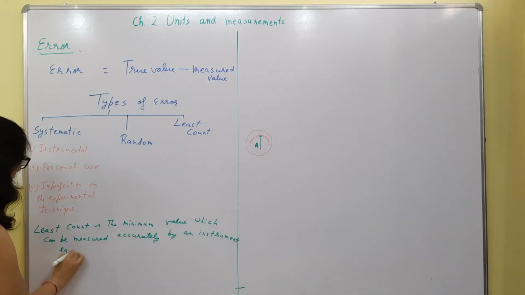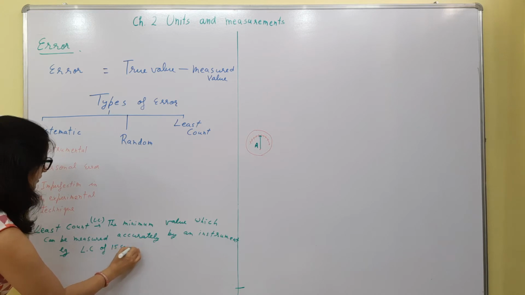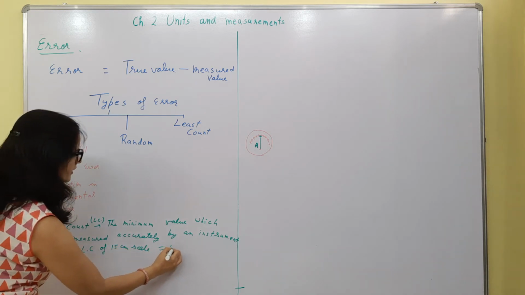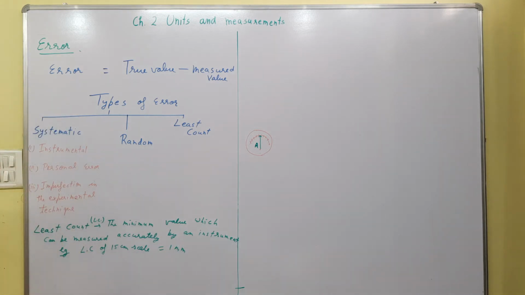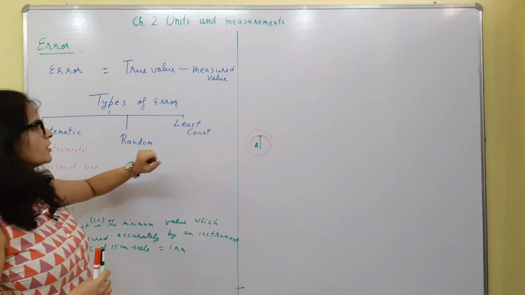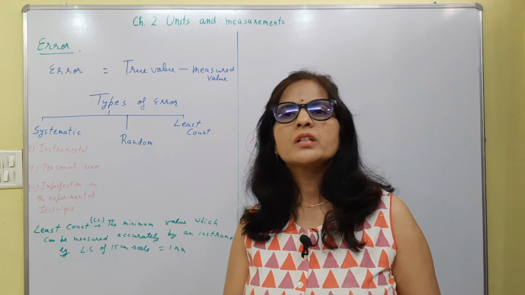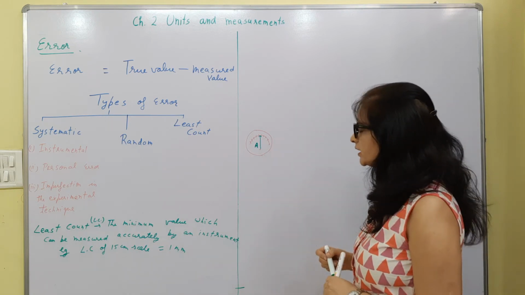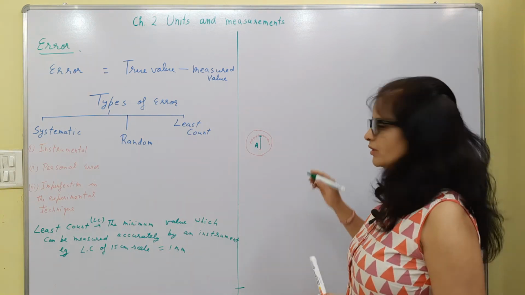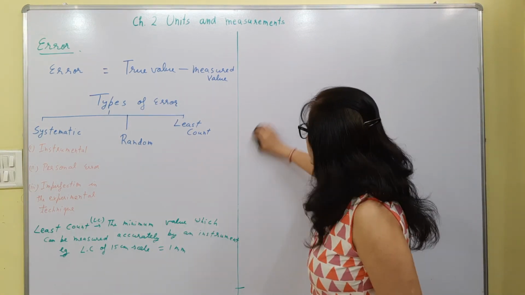For example, the least count of a 15 centimeter scale is 1 millimeter, right? I hope you understood. Now least count error means we know that if an instrument with less least count is used, it will give you more accurate values. Now here comes the concept of accuracy and precision, which we will be using again and again when we take the readings in the lab.